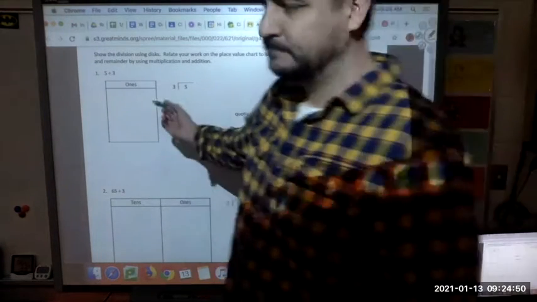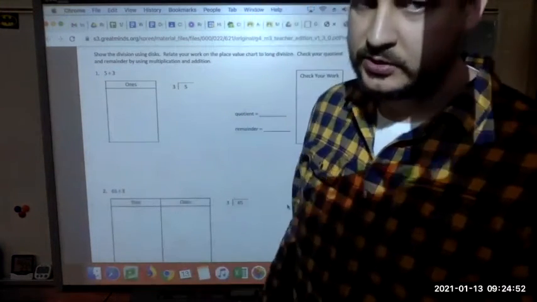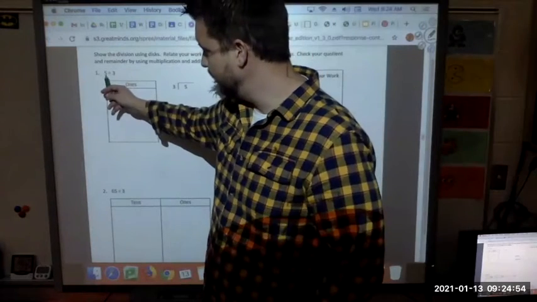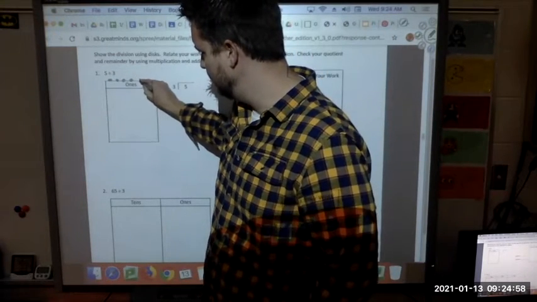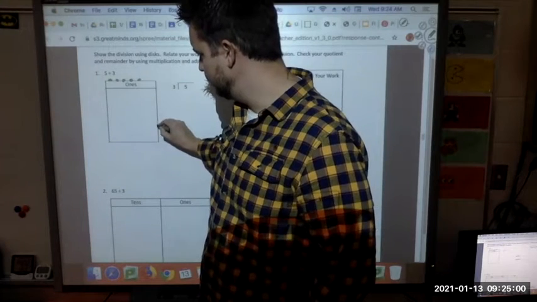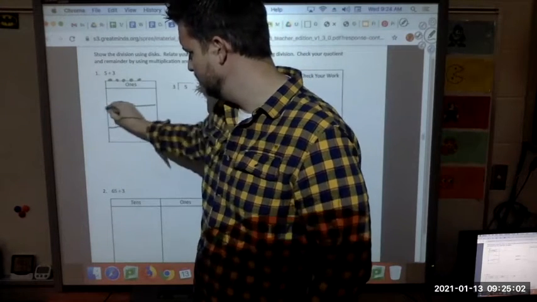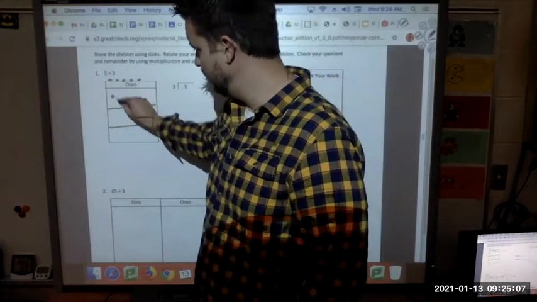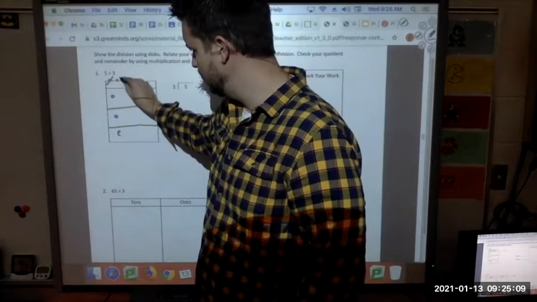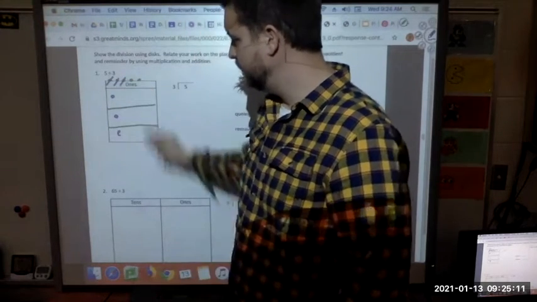So we're dividing. We're making equal groups. Yesterday we learned we have 5 is what I have. We'll draw 5 dots on top. I'm going to make 3 groups. When I share, 1, 2, 3, I have 2 left over.